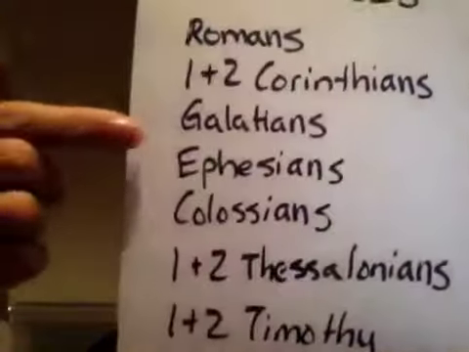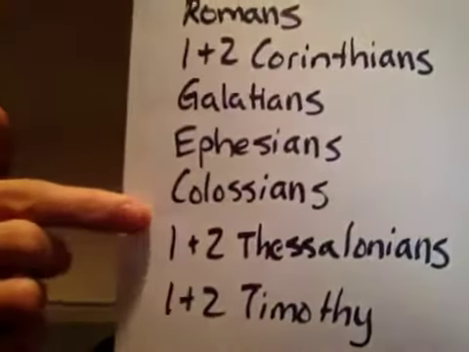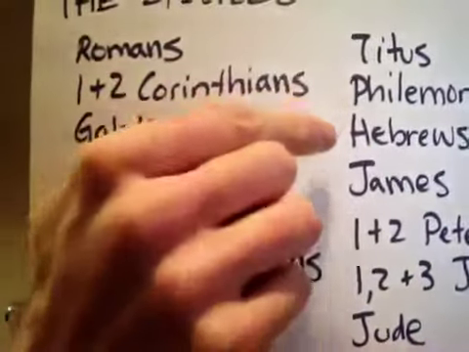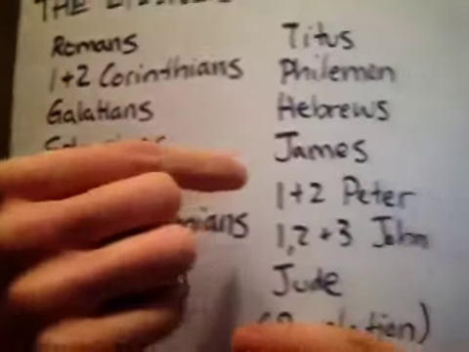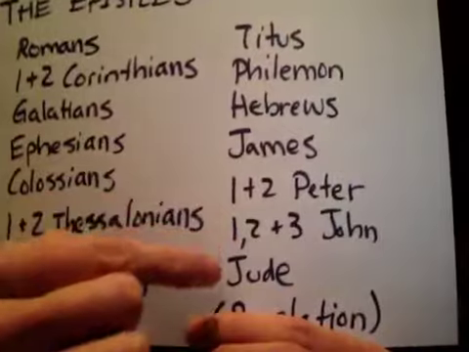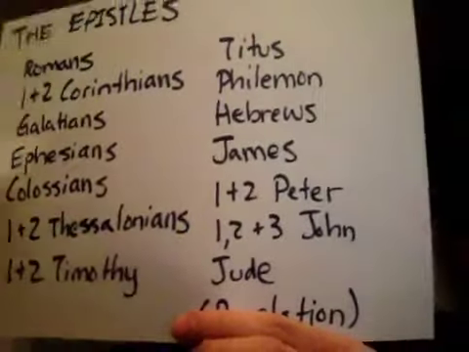So we have Galatians, Ephesians, Colossians, 1st and 2nd Thessalonians, 1st and 2nd Timothy, Titus, Philemon, Hebrews, James, 1st and 2nd Peter, 1st, 2nd, and 3rd John, and Jude. So those books were all letters written to those early Christians who were trying to figure out how do we be the church? How do we be Christians? And so then I just chose one part of this.